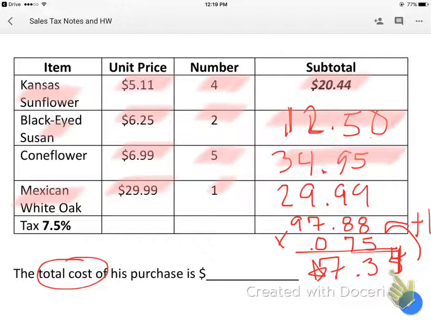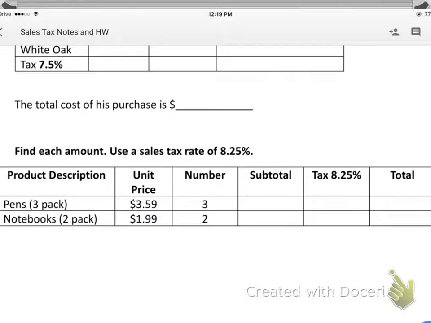And then we add that back to our subtotal, and our subtotal was 97.88, which is 105.22. So he goes to the store, he puts all these flowers into his cart. His subtotal is $97.88, but then he has to pay $7.34 in tax. So he adds that back in, and so his total is $105.22.